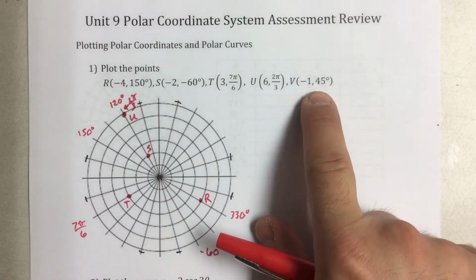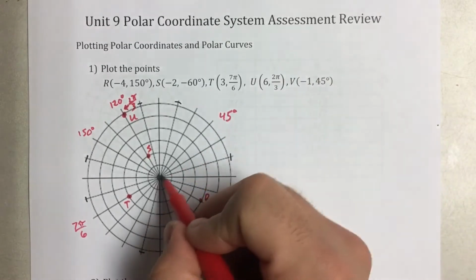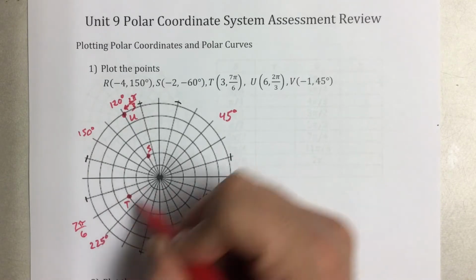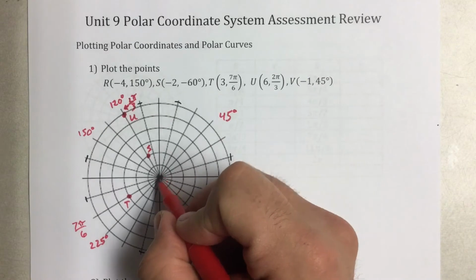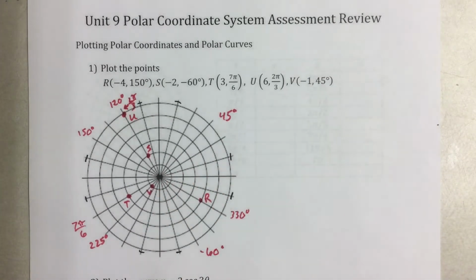And then 45 degrees, that's rather straightforward, quadrant 1. And then -1. That takes us to the 225 line, and then -1, so just 1 on this side. And that is coordinate V. So looking at the angle measure, remembering that a negative radius takes us through the pole, I believe I said origin, takes us through the pole to the other side. So let's use this to actually plot.